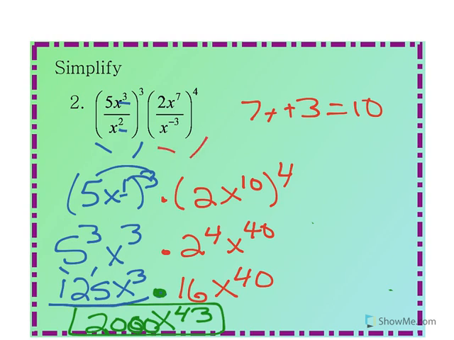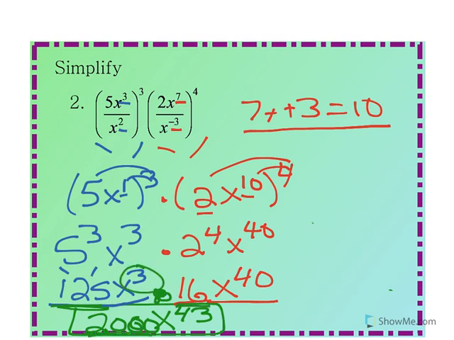Next term right here, 2 to the 4th, when we distribute, but before we distribute, let's simplify. There's nothing to simplify the 2 with, so there's my 2. But for the exponents, we have 7 minus negative 3. Well, 7 minus negative 3 becomes 10, so it's 2x to the 10th. Now we distribute our exponent, 2 to the 4th, x to the 40th. 2 to the 4th is 16, x to the 40th. Now we multiply these two terms together. 125 times 16, coefficient times coefficient is 2,000. And then we add the exponents of our like letters and get 43.